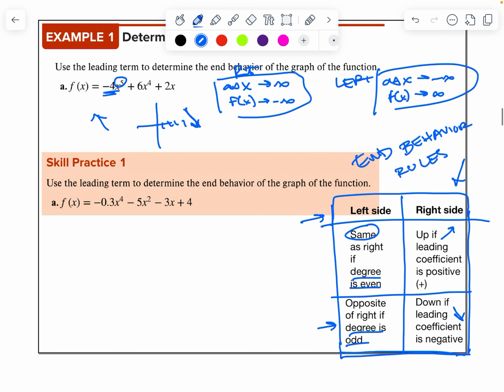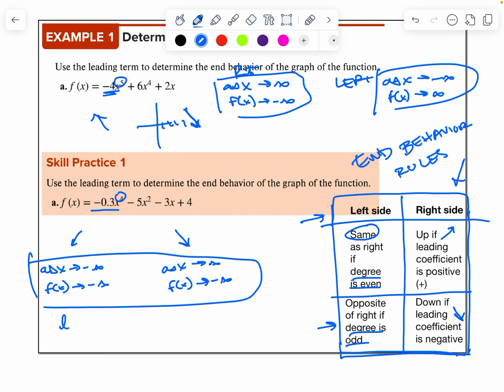See if you can figure out that next one. Looking at it, the leading coefficient is negative, so the right side is going down. The highest degree is even, so the left side is doing the same thing, which means it's also going down. So if I was to describe the right side, as x approaches infinity, going to the right, then y, or f of x, is going down, approaching negative infinity. The left side I can describe very similarly: as x approaches negative infinity, that means we're going left, y, or f of x, is going to be going down as well, negative infinity.